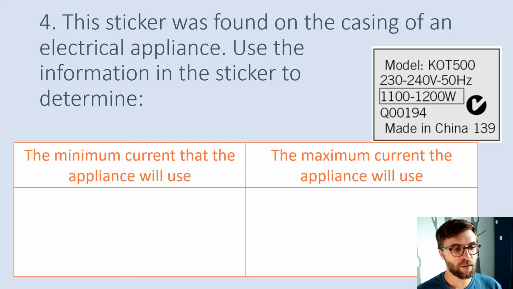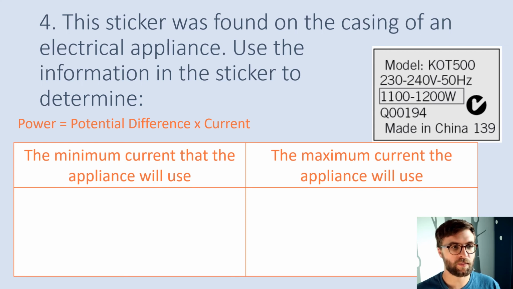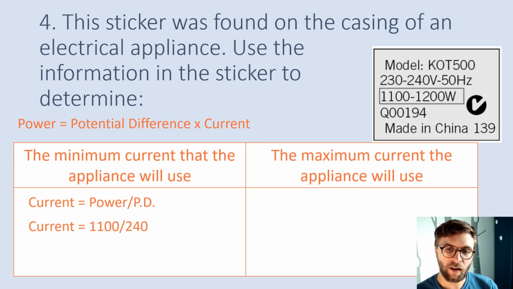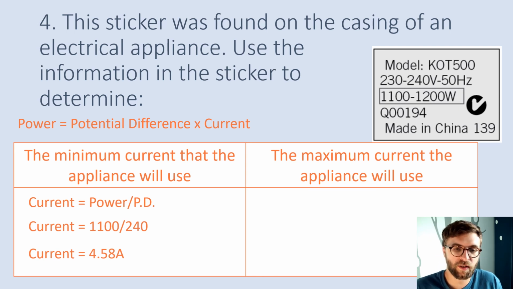So firstly, for the minimum current the appliance will use, we're going to be using the equation power equals potential difference times current. So rearrange gives us current equals power divided by potential difference. So when we're thinking about this, to make the smallest number, we want the power to be the lowest value that we can and the potential difference to be the highest number. So thinking about the lowest power will be 1100 and the highest potential difference will be 240 volts. So therefore we do 1100 divided by 240, which gives us a current of 4.58 amps rounded to 3 significant figures.